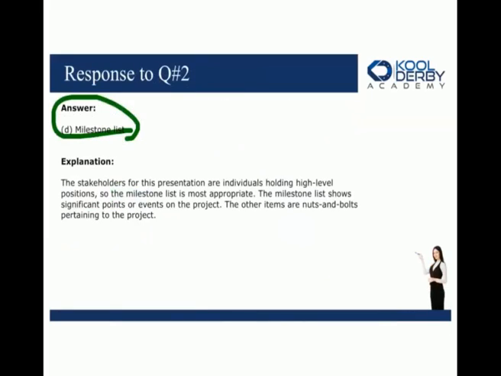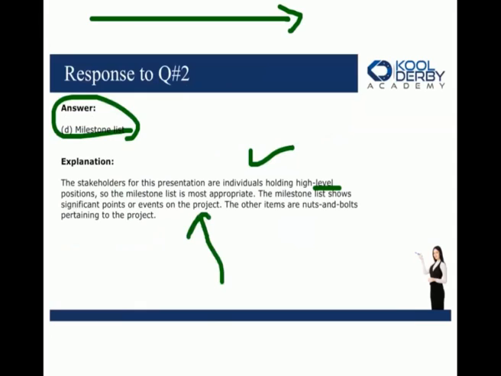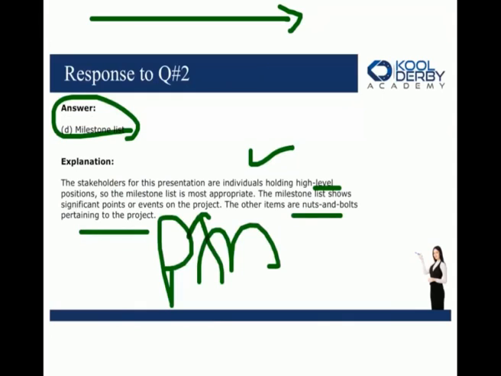So stakeholders for this presentation are individuals holding high-level positions. So the milestone, which is a high-level thing, is most important to them. It shows significant points of events on the project. The other items are day-to-day stuff that the project manager would handle. Does that make sense? Yes. All right, good.